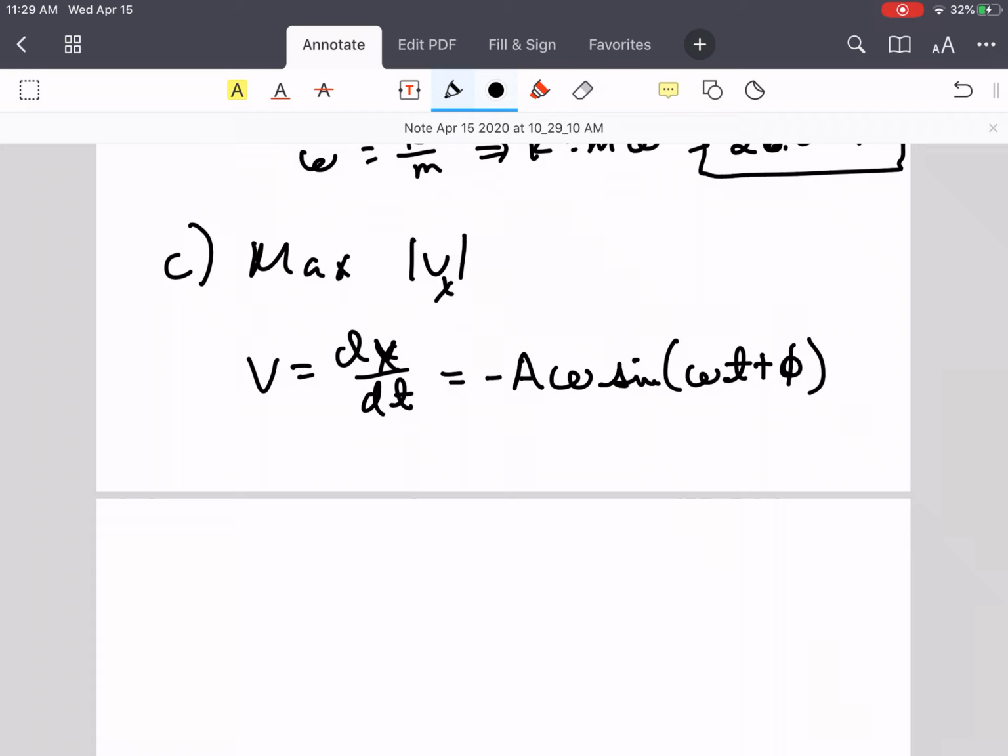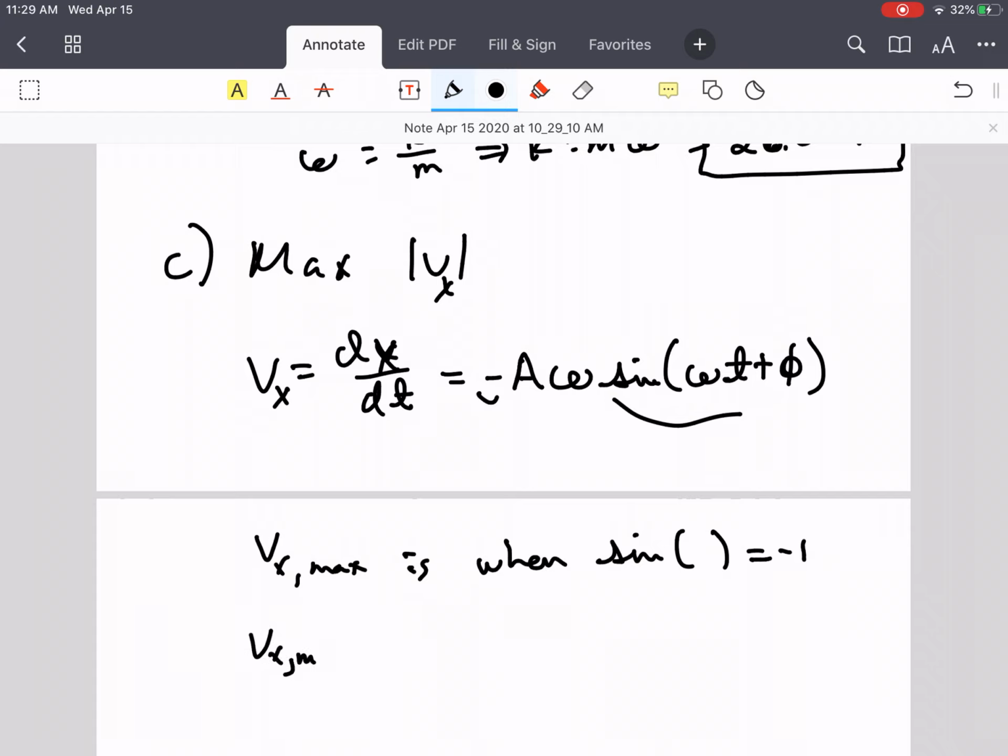And when is this largest? When is this equal to its maximum value? Well, its maximum is simply when the sine is equal to -1, right? So the sine goes between +1 and -1. If I want a maximum positive number, I need -1 times -1 gives me +1. And then Vx max is just a times ω, that coefficient out in front.